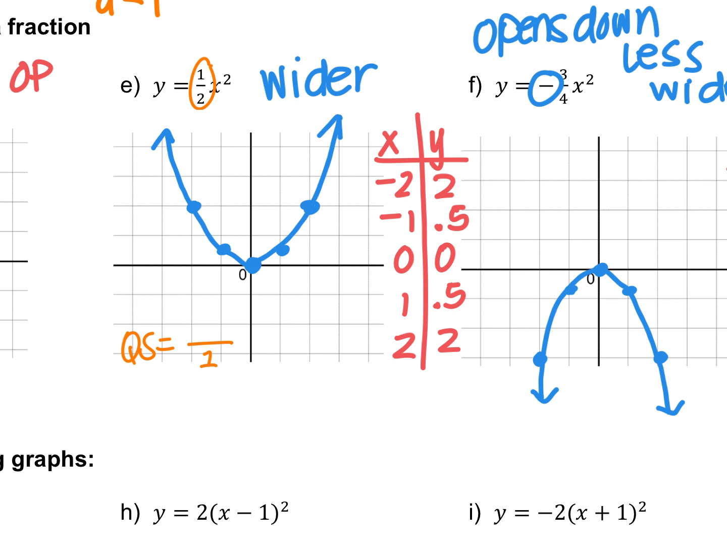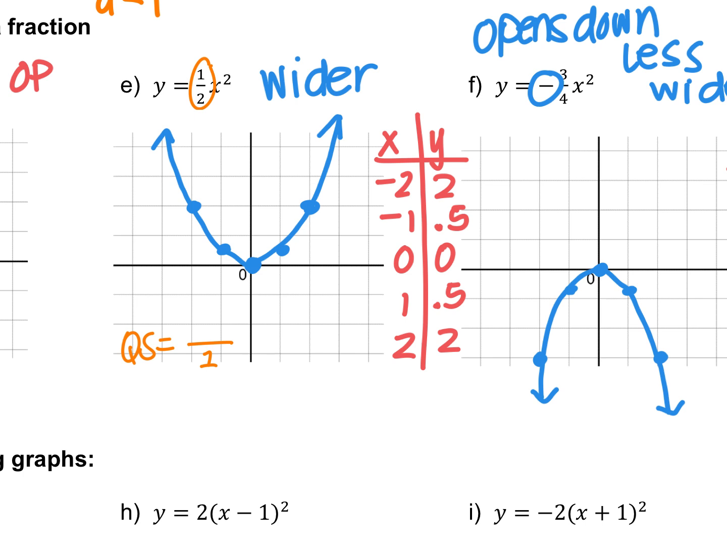Quote slope only works 1 to the left and 1 to the right from the vertex. If 1/2 was my slope, I would go up 1, right and left 2, like rise over run. You would go up 1, right 2. But quote slope only works 1 to the left, 1 to the right. It does not work 2 to the left and right.